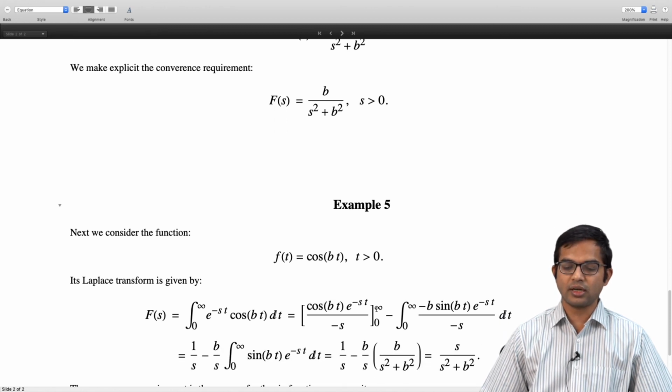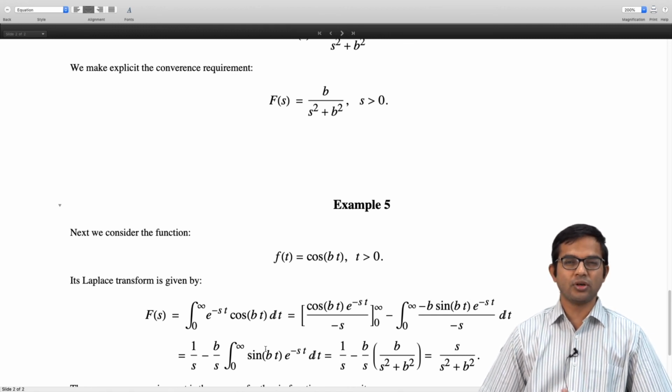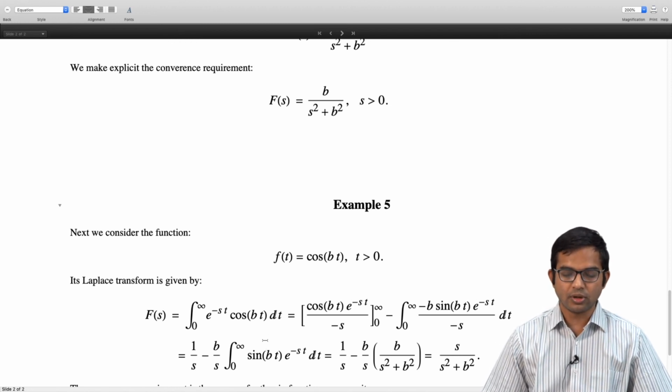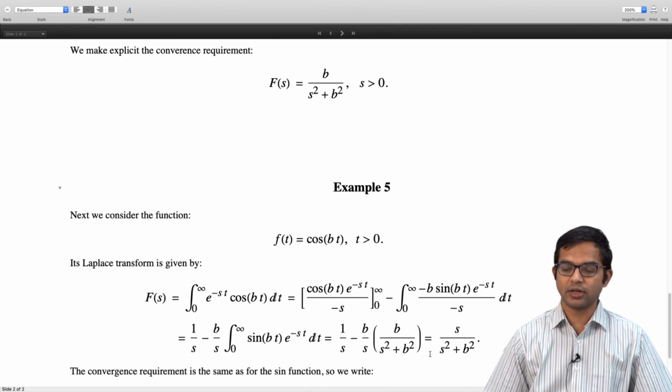Now this boundary term does not quite vanish at both ends. At t equal to infinity it does, but at 0 you have to write it as 1 over s. Minus and minus cancels, but there's one more minus sign, so you have minus b by s times the Laplace transform of sine of bt, which we already have worked out. So we can directly get that answer from there instead of doing one more integration by parts. We'll just write it as 1 over s minus b by s times b over s squared plus b squared, and after some simplification, we get s over s squared plus b squared.